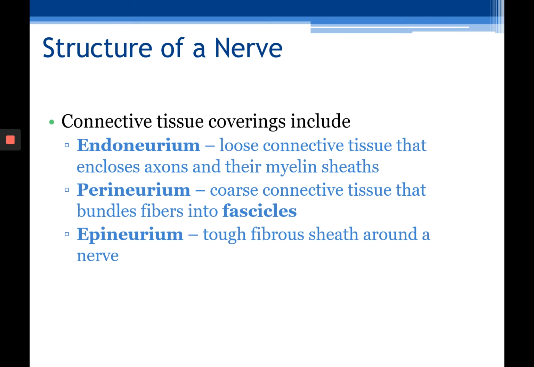So again, the connective tissue coverings for a nerve are the endoneurium, perineurium, and epineurium. The endoneurium is loose connective tissue that surrounds or encloses axons. It'll also enclose or cover myelin sheaths on those axons. The perineurium will be more coarse as far as the connective tissue is concerned, and it is bundling fascicles. So it bundles fibers into groups. We're calling those fascicles, and the perineurium surrounds fascicles. The epineurium is tough and fibrous. It is a connective tissue sheath around an entire nerve or many fascicles.